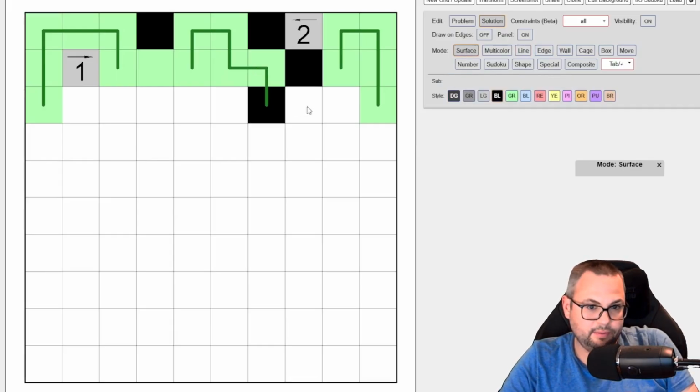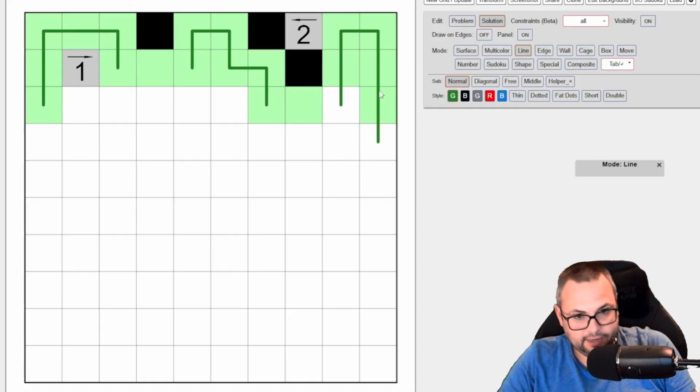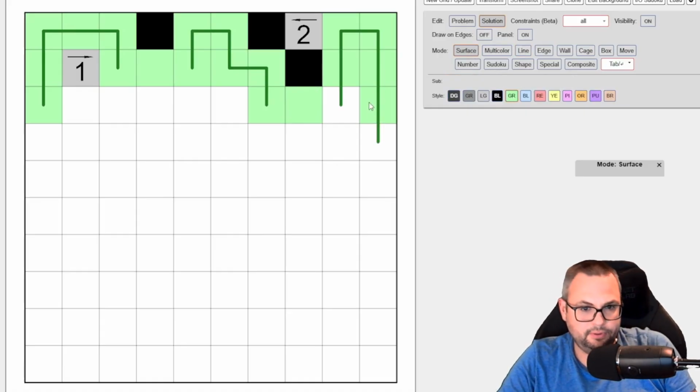It's going to make this cell be unshaded. That cell be unshaded. And it's actually going to force this up here now. And now this is going to continue down this side, again, to avoid making a mini loop.